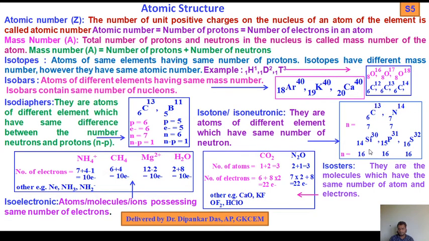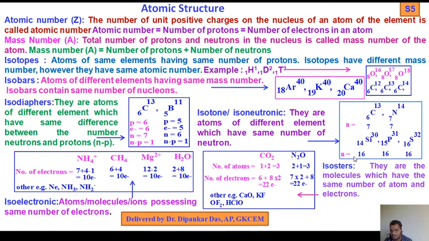Or you see in case of silicon 30 14, phosphorus 31 15, and sulfur 32 16. You have seen 30 minus 14 equals 16, 31 minus 15, that is 16, 32 minus 16, that is 16. So in all these cases, the number of neutrons is the same. They are atoms of different elements which have the same number of neutrons. So the same number of neutrons, that is the isotone.